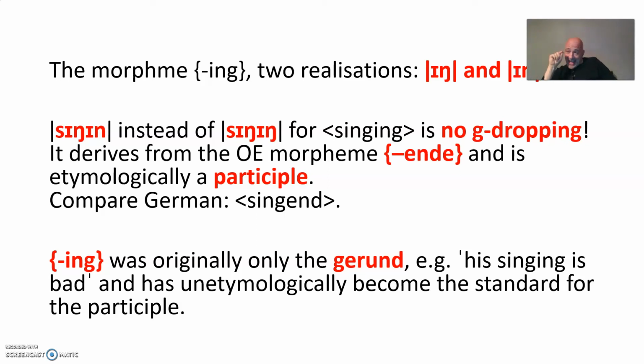Okay, the ing, on the other hand, is the old gerund. Okay, in a combination like his singing is bad. Yeah, the gerund, and this has become the standard for the participle, but etymologically so. Okay, in a way, I'm singin' is more correct, historically speaking, than I'm singing. Okay. All I want to say here, it's two different morphemes. Nothing is elided, no g is being dropped, and we, strictly speaking, would never need an apostrophe here. Why an apostrophe? Doesn't make any sense at all.